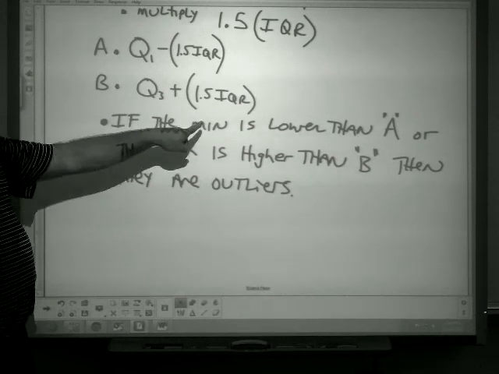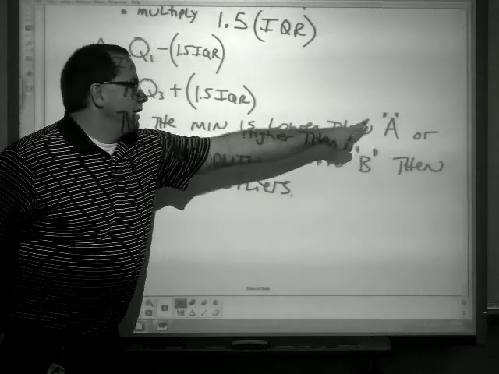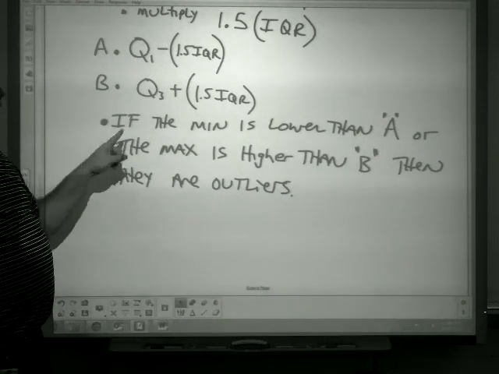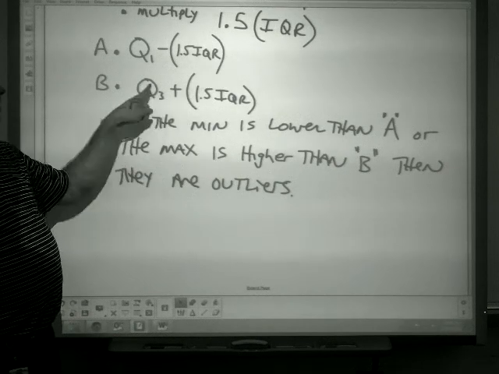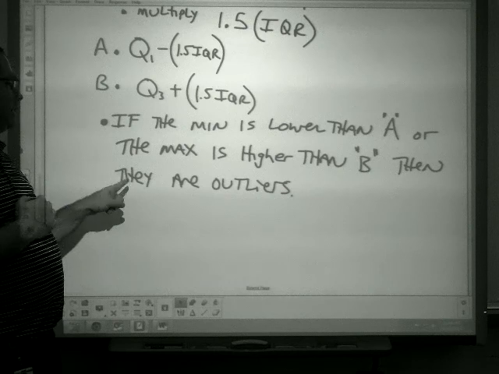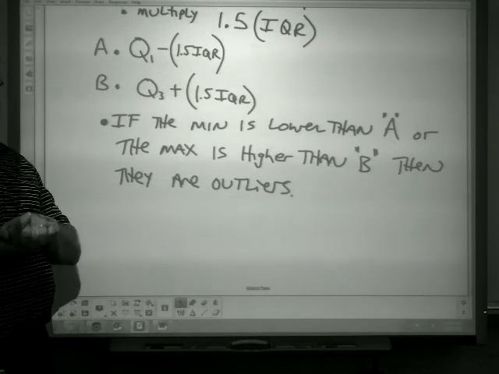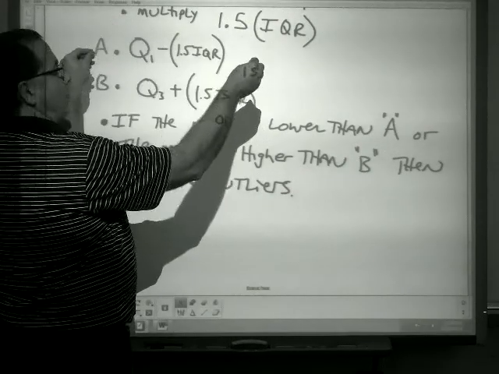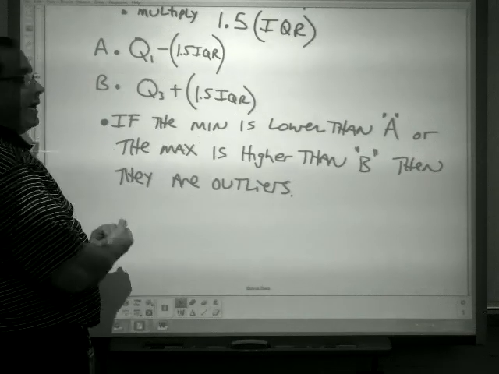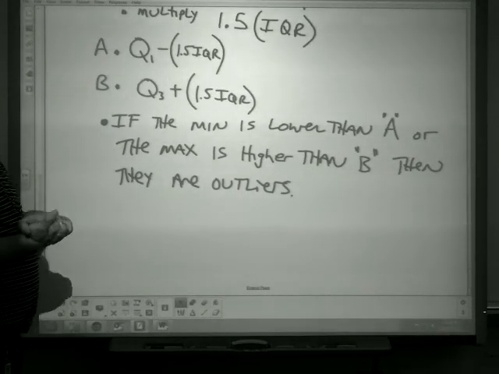Now, if the minimum is lower than the value you got in A, or the max is higher than what you got in B, or any number, I guess, is lower or higher, then they are considered to be outliers. So this is going to get you 2 boundary values. If your data is lower or higher than those, then they would be considered outliers.